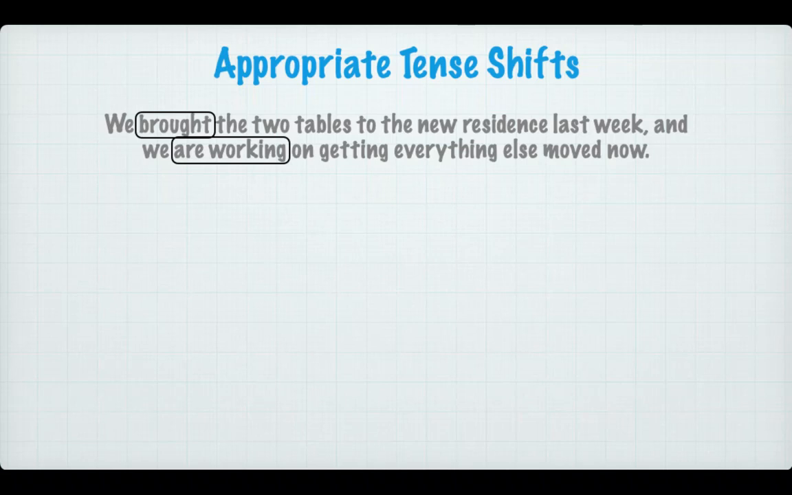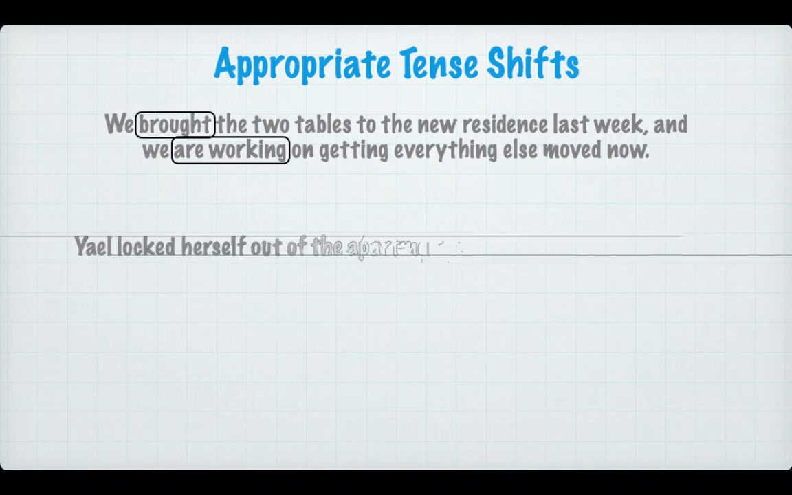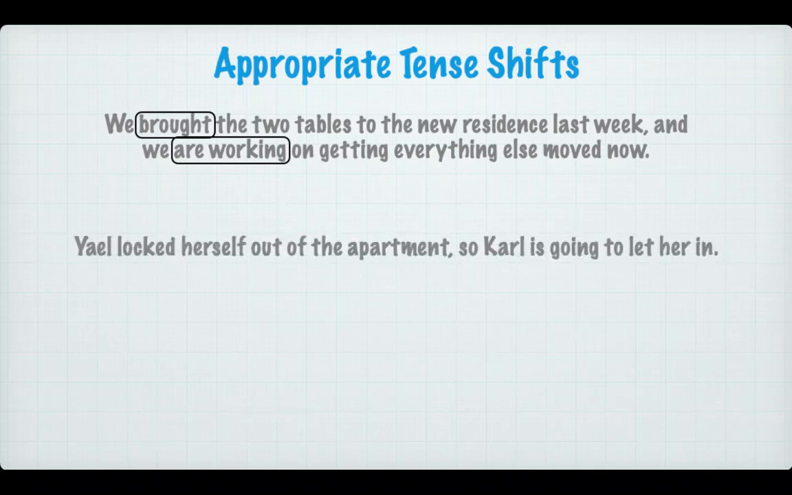Similarly, you might need to show that a current or future action is the direct result of a past action. For example, take a look at this one: Yael locked herself out of the apartment, so Carl is going to let her in. The first clause is in the past, and the second in the present progressive.